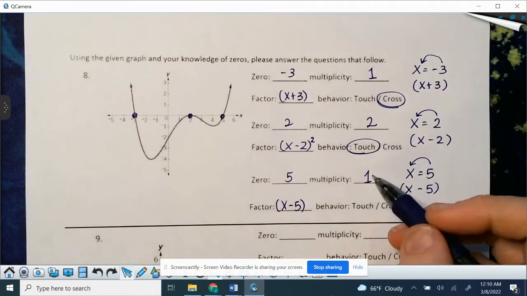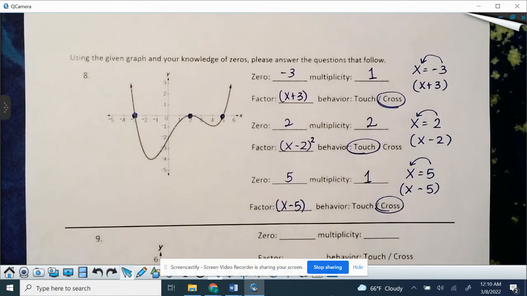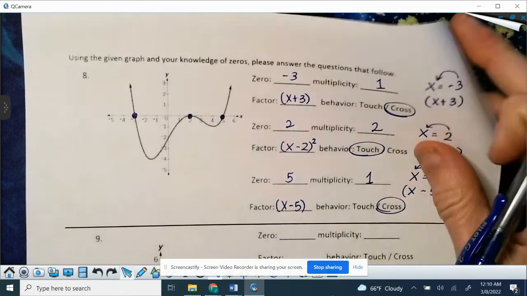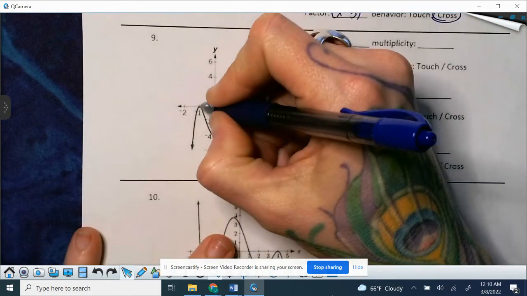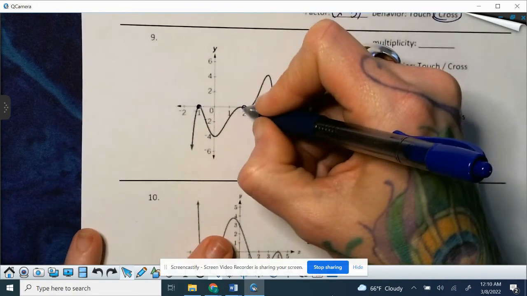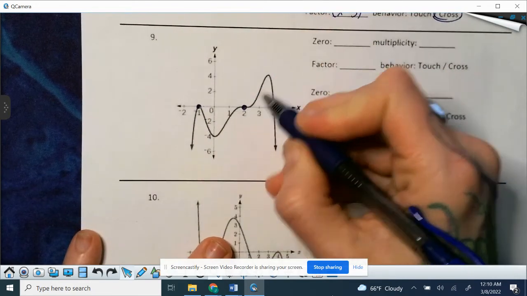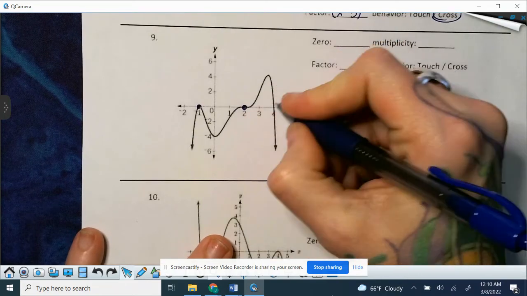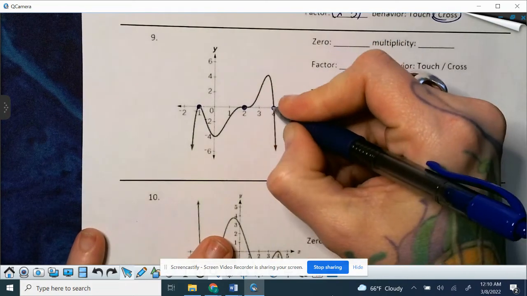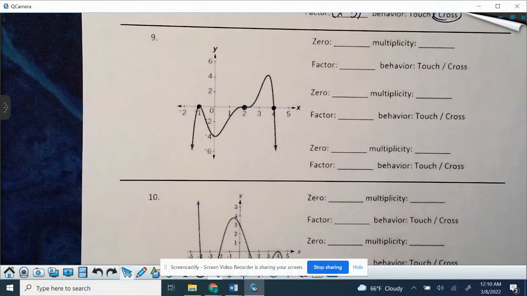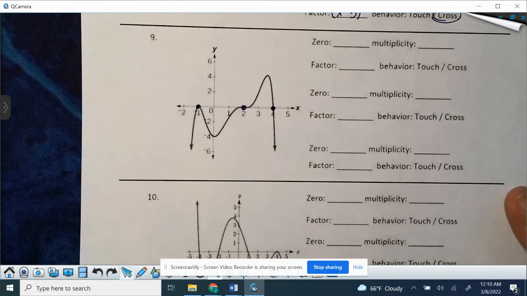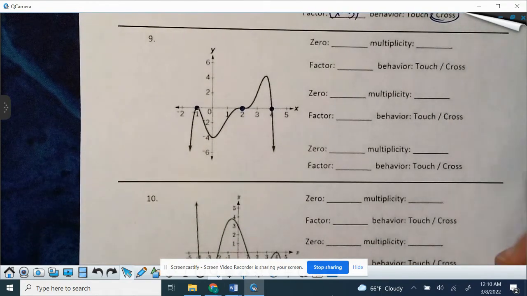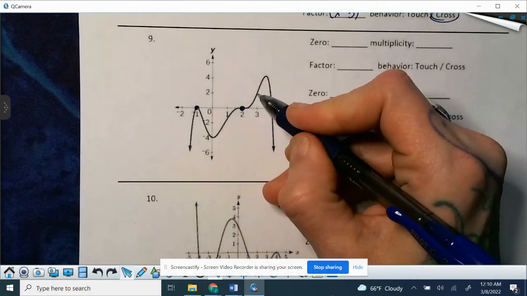It is a 1, which means it is going to cross straight through at 5, as we see in the graph. Number 9, so you have -1, 2, and this is what we would talk about as a flat line. When I talk about a flat line, it didn't really bounce back. It didn't go directly through. It kind of took a little detour, but it did cross through. As we said, all odd exponents or degrees are crossed through. So it is going to go all the way through. It just takes a little time to get there.